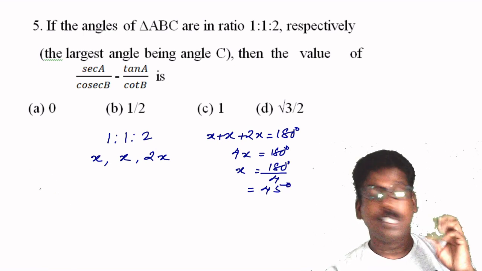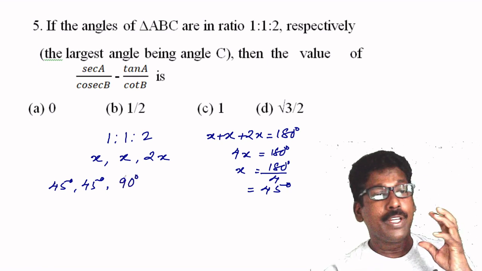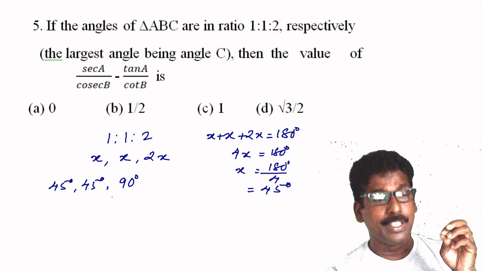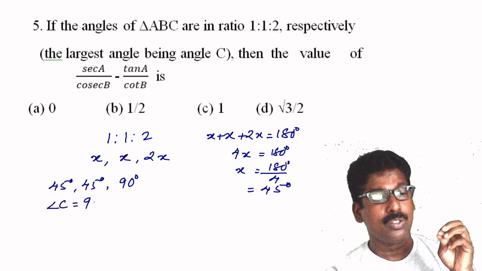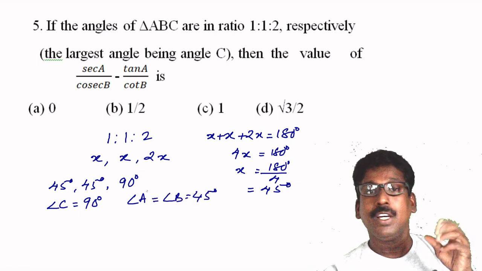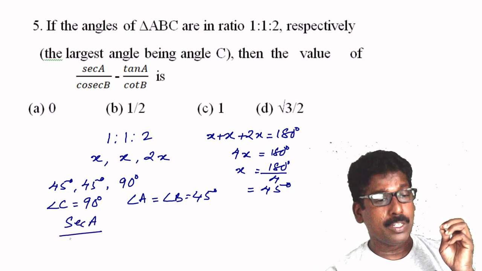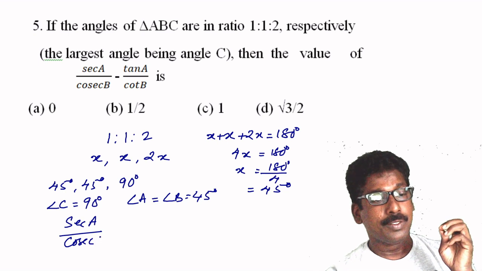Now therefore the angles are 45 degree, 45 degree and 2 times 45 degree, that is 90 degree. So here the largest angle is 90 degree. So angle C is equal to 90 degree. Angle A is equal to angle B is equal to 45. Now what is sec A by cosec B minus tan A by cot B?